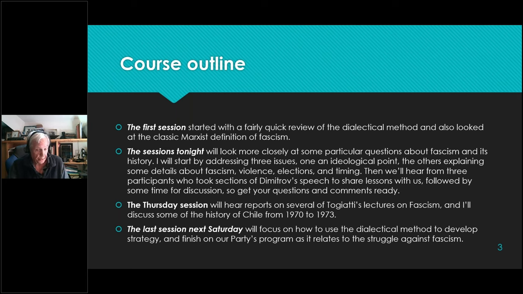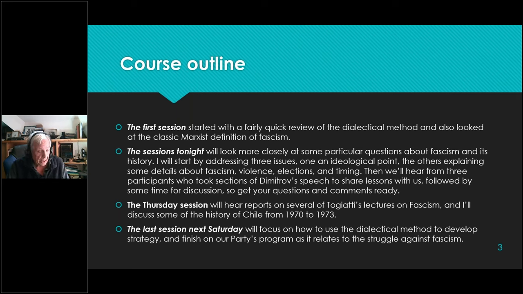I'll start by addressing three issues. One is an ideological point, and the other two are some details about violence, fascism, elections, and timing. Then we're going to hear from three participants who volunteered to take sections of Dimitroff's speech and to share those lessons with us, followed by hopefully some extended time for discussion. So get your questions and comments ready. And that includes if you want me to go back over something from the first session, don't hesitate to ask.